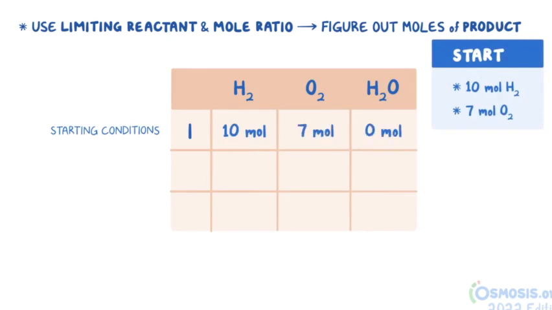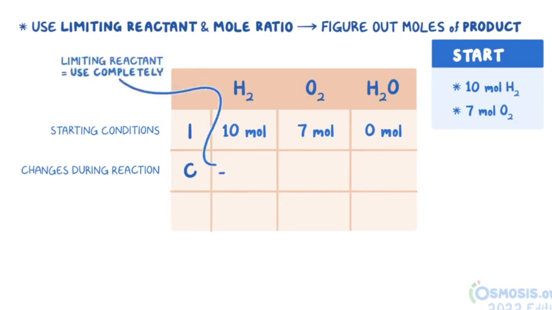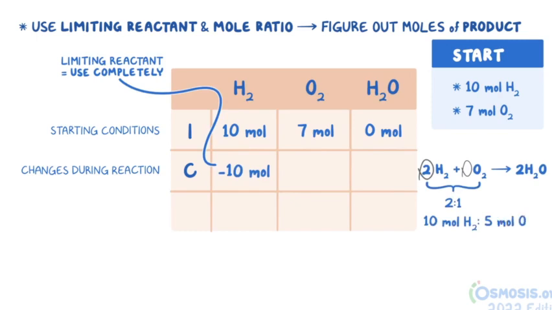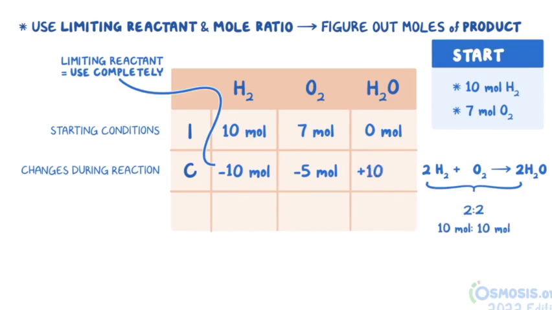In the second row, row C, we put down the changes that occurred during our reaction. Because we just found that hydrogen is our limiting reactant, and we'll use it all up in the reaction, we put a minus 10 in that row. Since the mole ratio of hydrogen to oxygen is 2 to 1, 10 moles of hydrogen will use up 5 moles of oxygen. So we put a minus 5 in the row for oxygen. Since the limiting reactant limits how much product we make, we look at the mole ratio of the limiting reactant to our product. Since the mole ratio of hydrogen to water is 2 to 2, 10 moles of hydrogen will make 10 moles of water. So we put a plus 10 in the row for water.